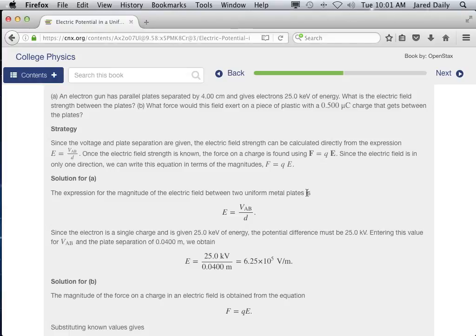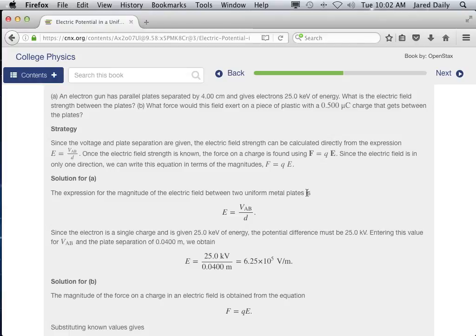That's the reason we use the kilo electron volts, because we know how much energy is given to these particles. In kilo electron volts, we also know what the voltage between the plates is. You take that 25 kilo electron volts, you divide out the electron, and you're left with 25 kilovolts. And that's how much energy, how much potential, there is between the plates.